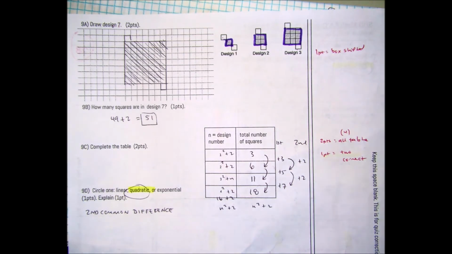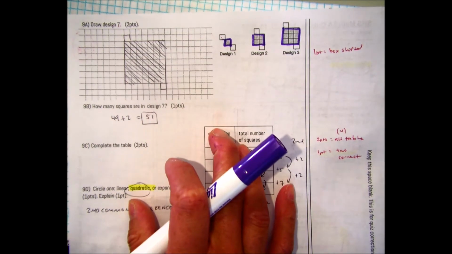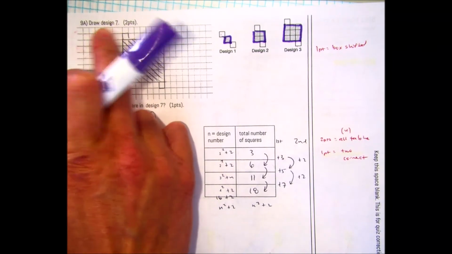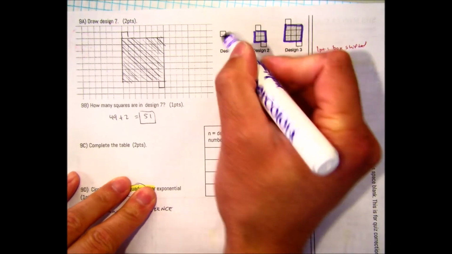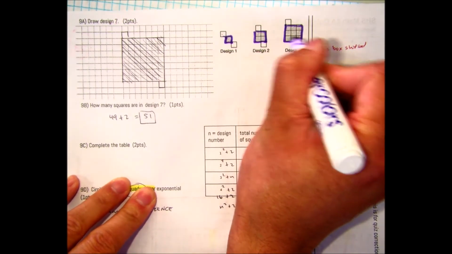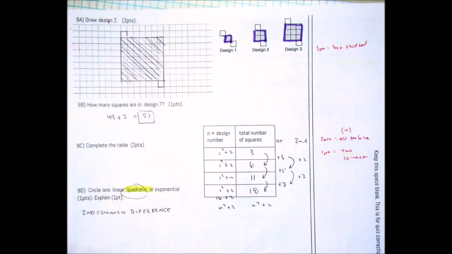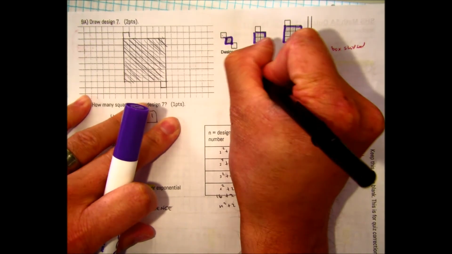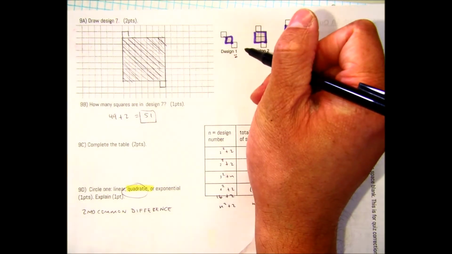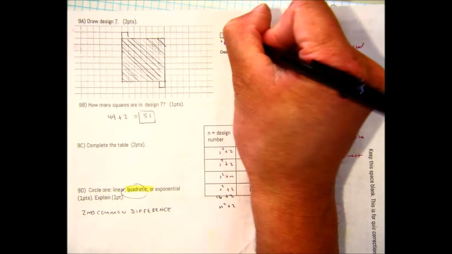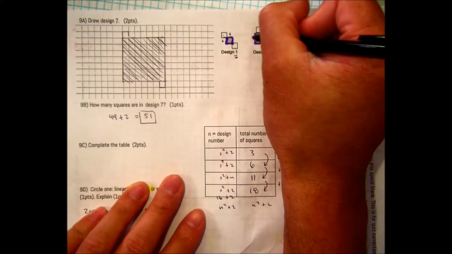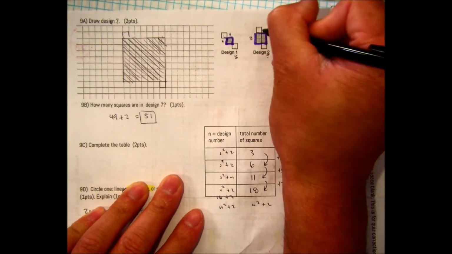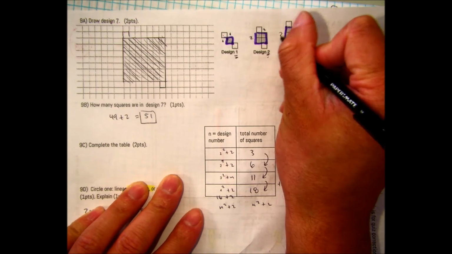Alright, so we're going over the back side. If you'll recognize that in question number 9A it says draw design 7, they have designs 1, 2, and 3, and you'll notice that there's this box here. And I notice that the white boxes are on the top left and the top right. Well, I notice something: design 1 has a 1 by 1 box, and this one is a 2 by 2 box, and this one is a 3 by 3 box.